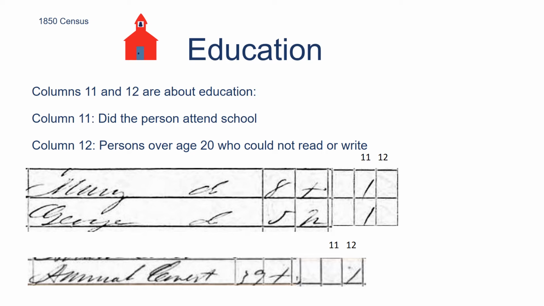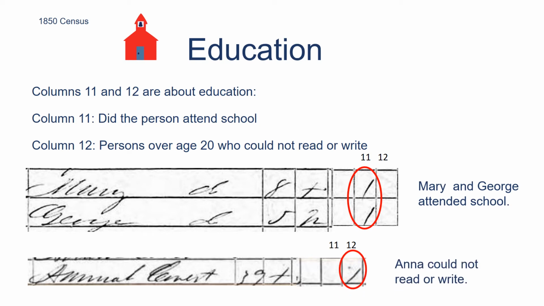Education. Column 11 and 12 are about education. Column 11, did the person attend school? Column 12, persons over age 20 who could not read or write. Mary and George attended school. Anna could not read or write.